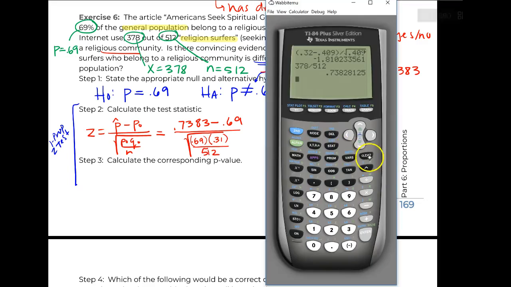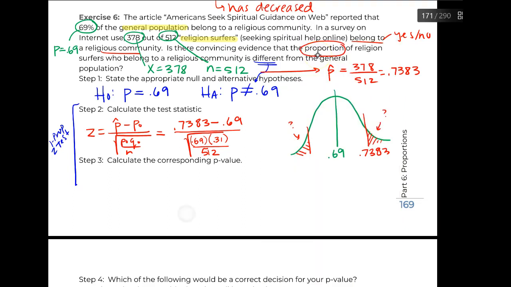So I'm going to go ahead and do this in the calculator now, because I don't want to type all that in because I'm lazy. But if you don't have the sweet calculator, you should be typing that into your calculator, making sure you get the same value. We're testing 69%. We had 378 out of our 512, and we have a not equal to for our alternative. So we get out a z-score of 2.36.